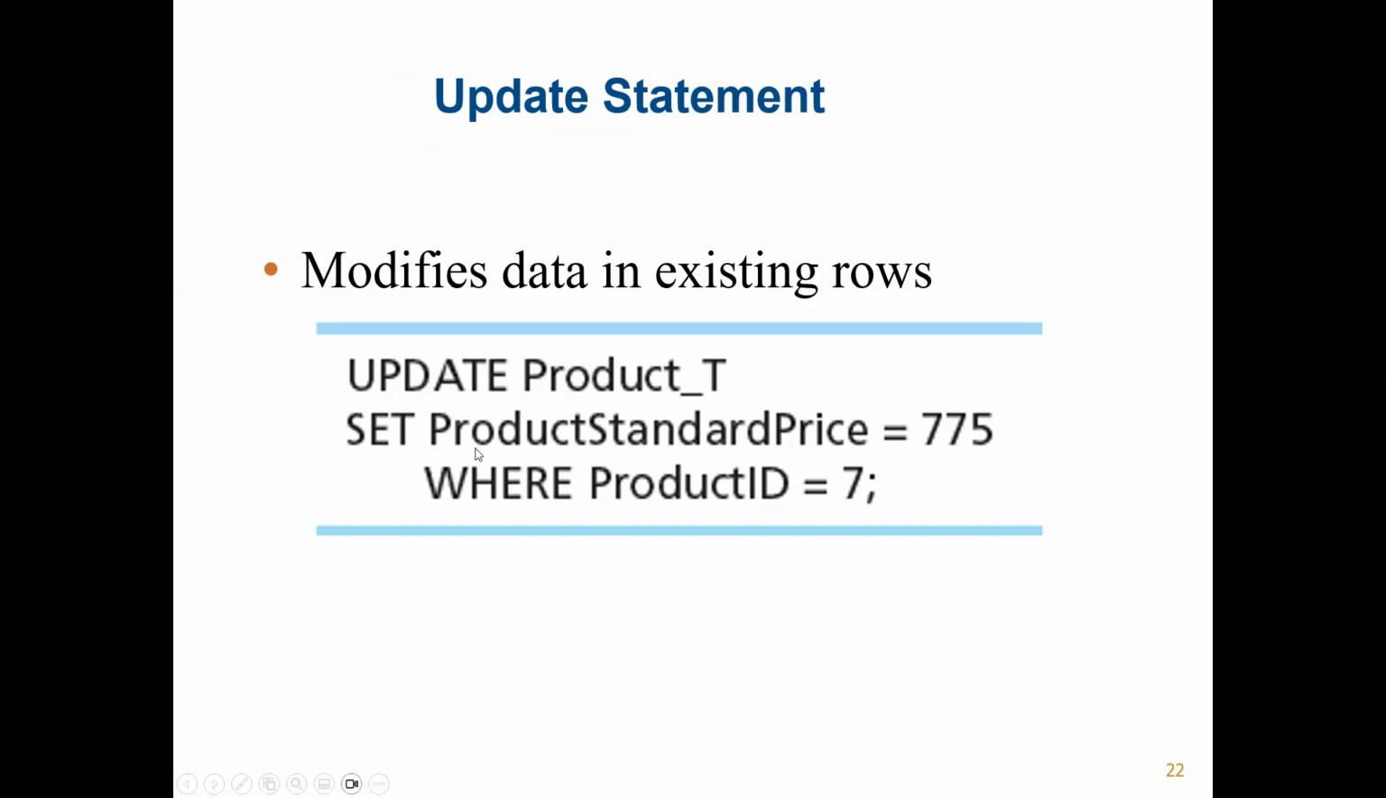Here, the field name is product standard price. So this means we are going to set the product standard price to 775 only for product ID 7. That means only when the product ID, which is the primary key field in the product table, is 7, then we are going to change the product standard price to 775.